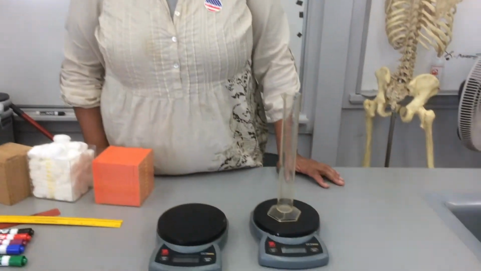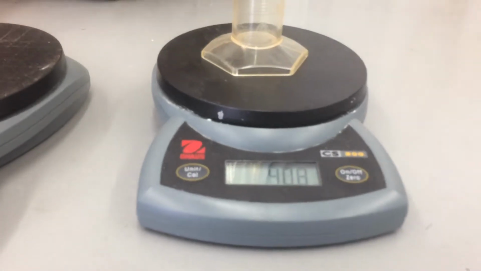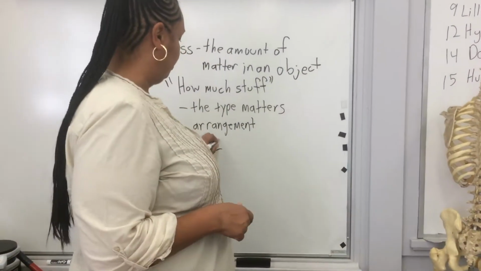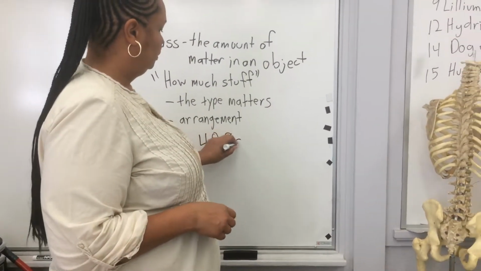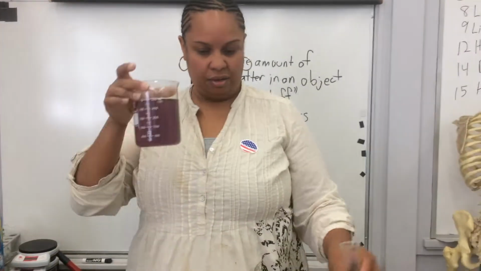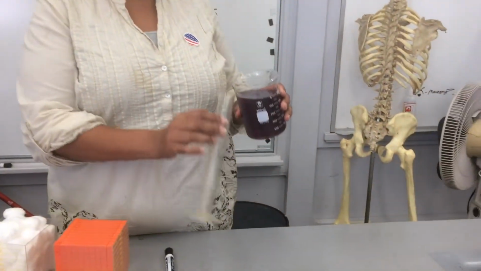First, you can weigh the container that you're going to use, and this graduated cylinder, which is used to measure the volume of a liquid, weighs 40.8 grams. So I can use that, and I can pour my liquid water, which I've colored purple so that you can see it better.